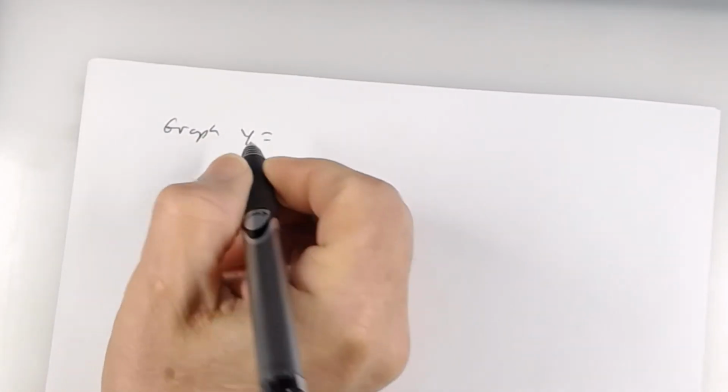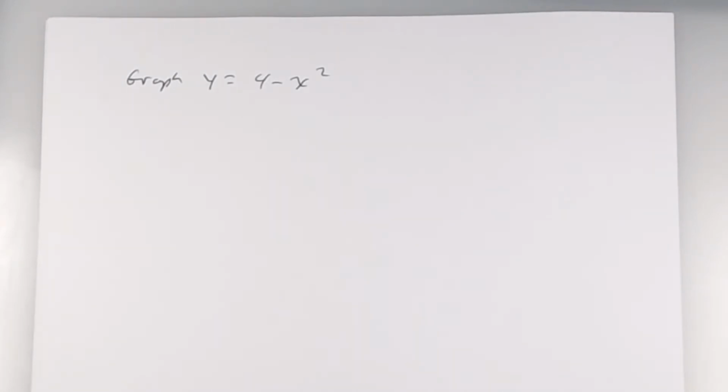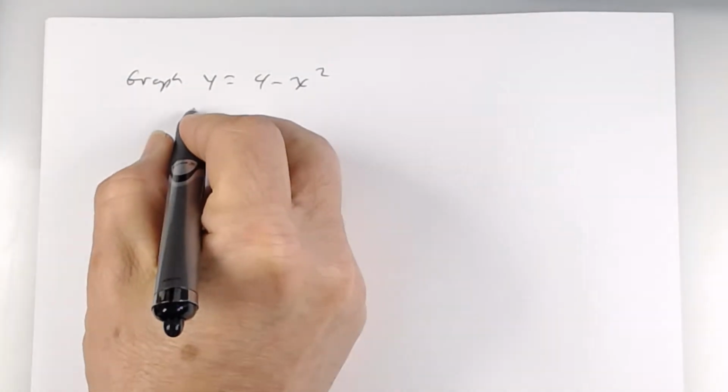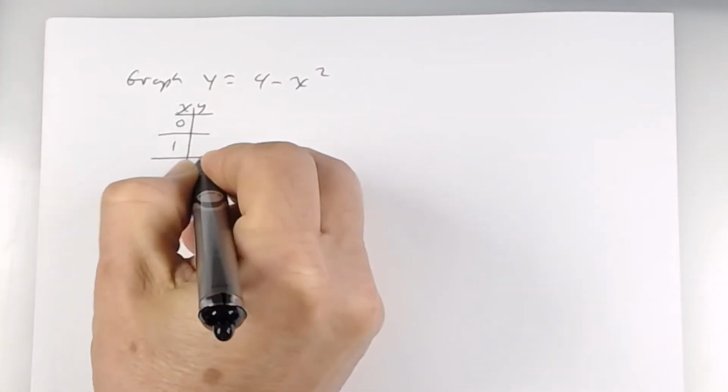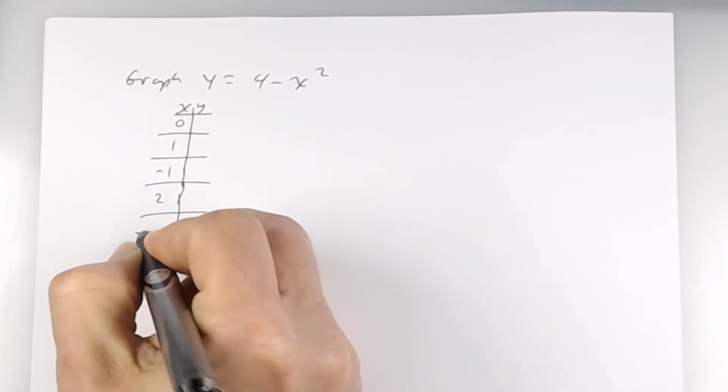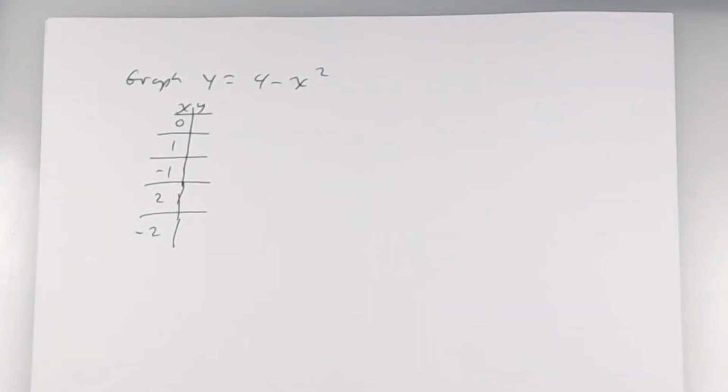So let's go ahead and graph y equals 4 minus x squared. All right, we're going to use the t-table again. So we're going to use 0, 1, -1, 2, and -2. Now, is this a linear or a quadratic function? It's quadratic. Because what do you see for the exponent of y? 1. The exponent of x? 2. So that's what makes it quadratic, the exponent of x being 2.